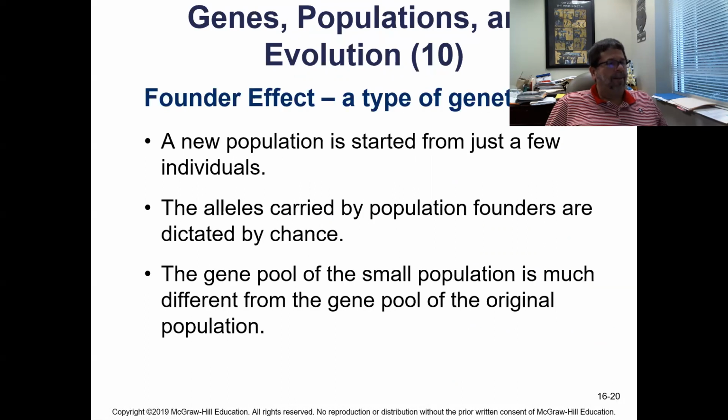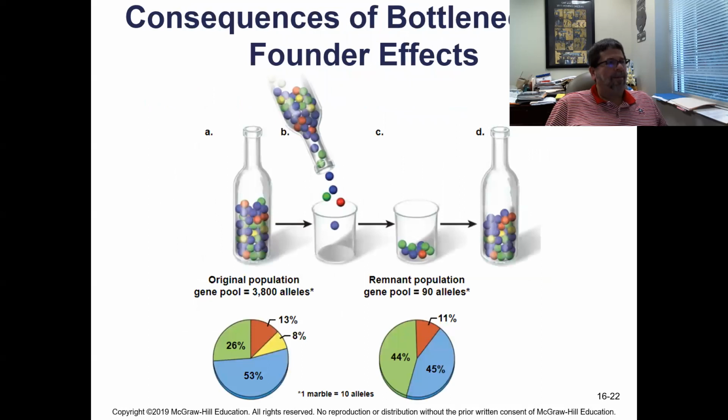Okay, we have a good example of the bottleneck right here. So here's a good example of bottleneck and founder effect. If you had 380 marbles, each marble represents 10 alleles, so you have 380 of these marbles, okay? And look at all that diversity of color. You have 53% blue, 26% green, 30% red, 8% yellow.